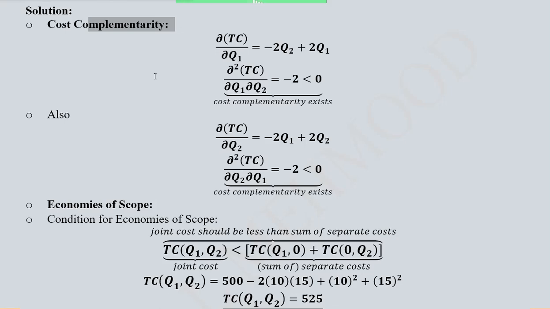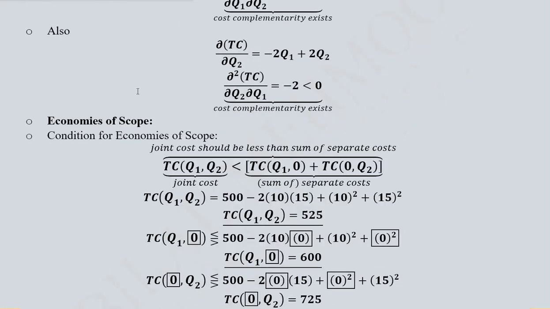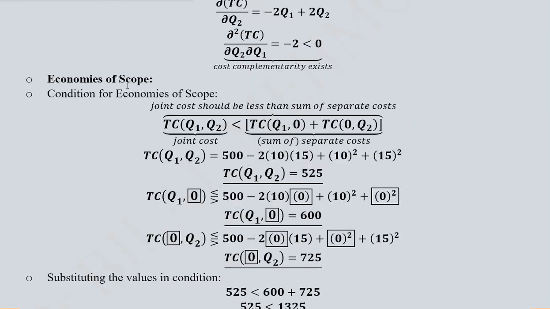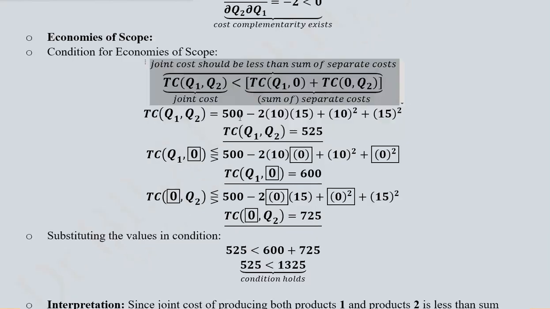Now we can assess the presence of economies of scope. For that, the condition is this: the total cost of producing Q1 and Q2 jointly should be less than the total cost of producing Q1 separately plus the total cost of producing Q2 separately. And now we can take their sums, and the sums are equal to this, the separate cost. Joint cost should be less than the sum of the separate costs. This is the condition of economies of scope.